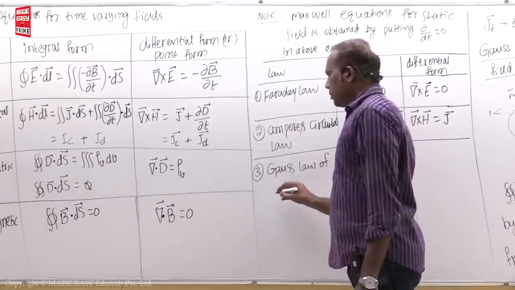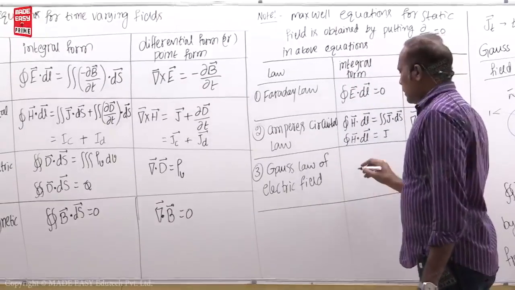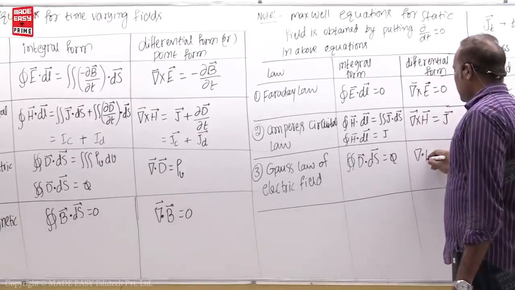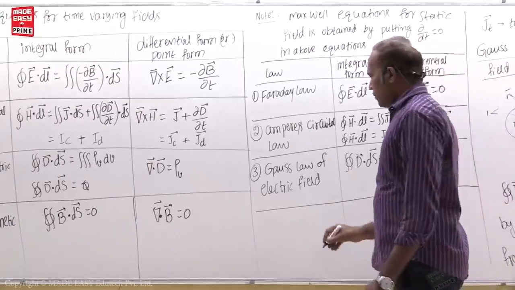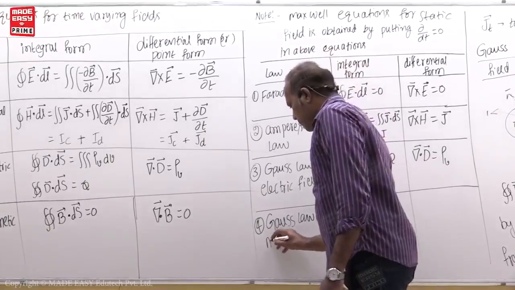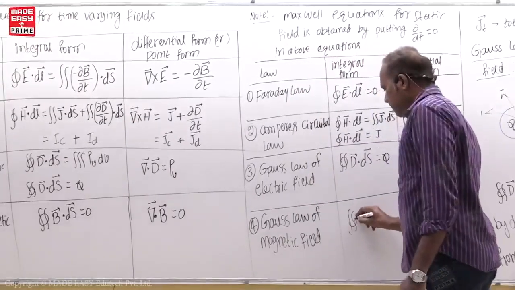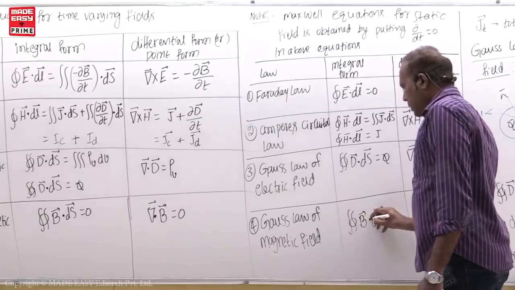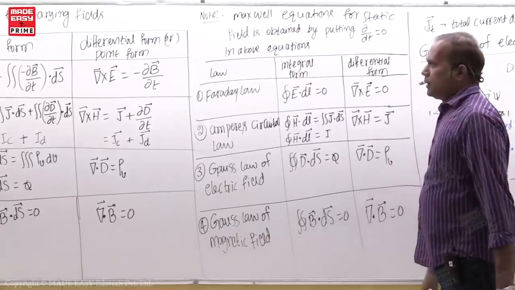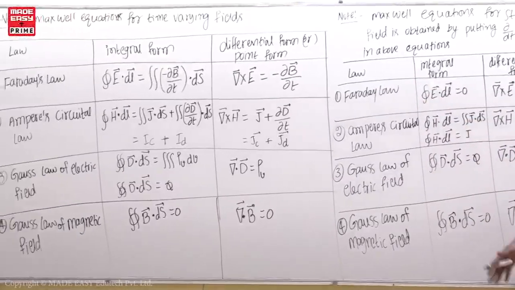Gauss law of electric field: D dot ds is equal to Q. Now divergence of D is equal to rho v. Gauss law of magnetic field is double closed integral B bar dot ds bar is equal to 0, and divergence of B bar is equal to 0. So that table you have to remember, and anyway there is no need to remember this table, because if you put d by dt as 0 in the table, you get this one.